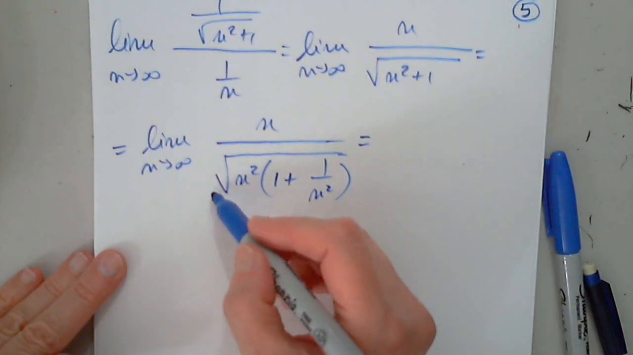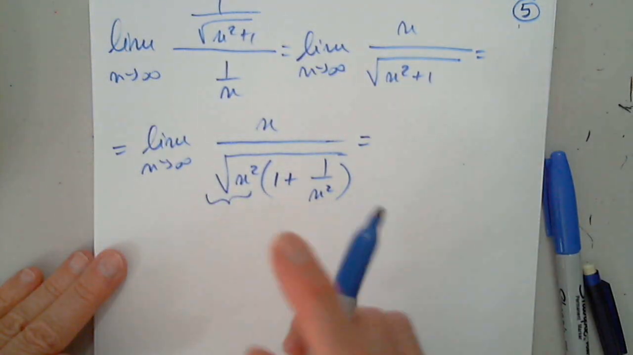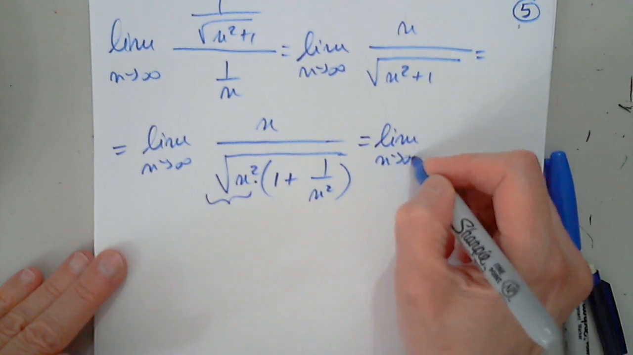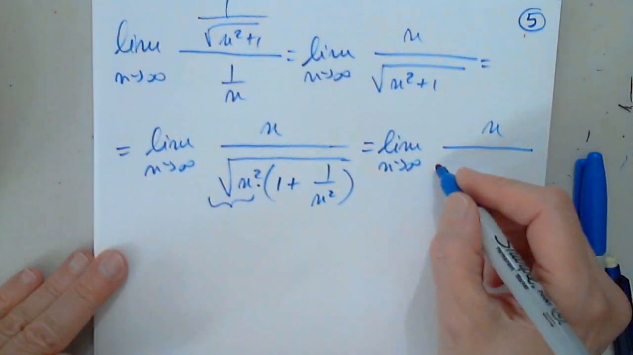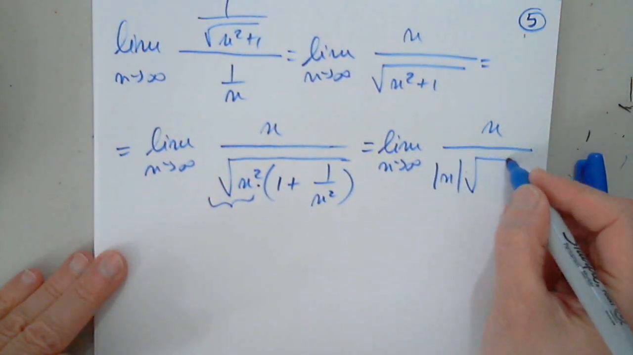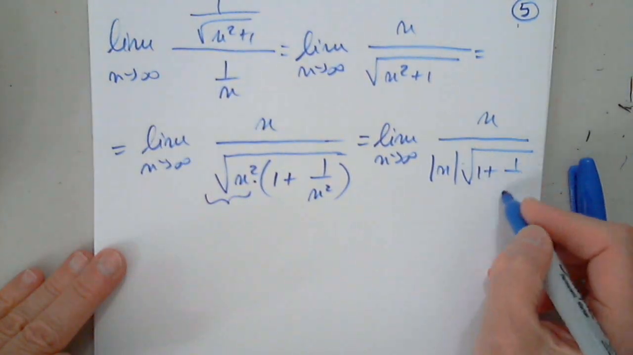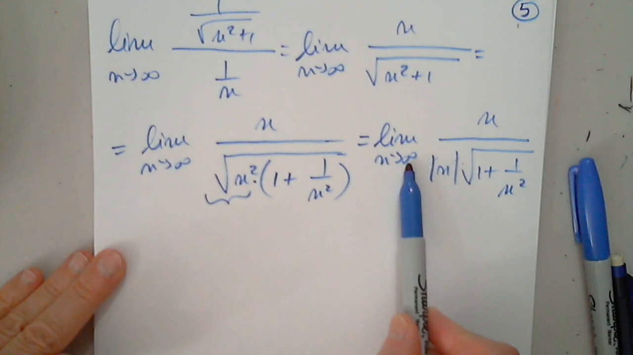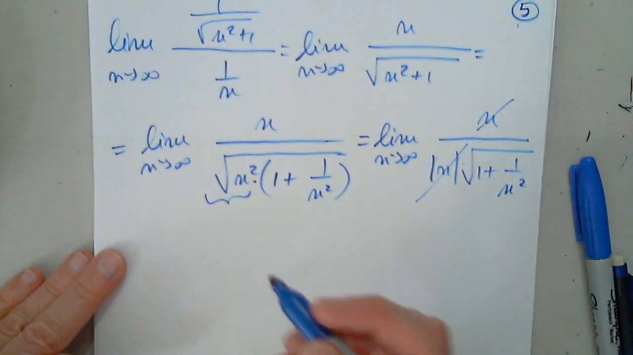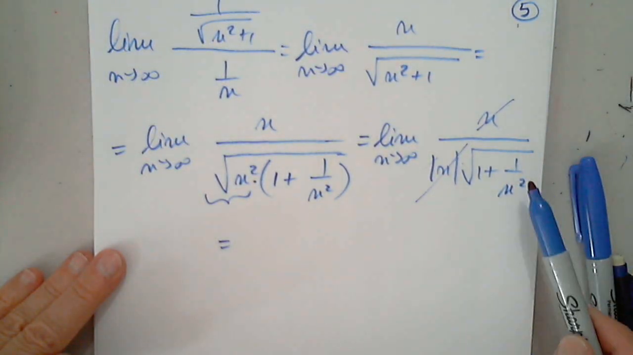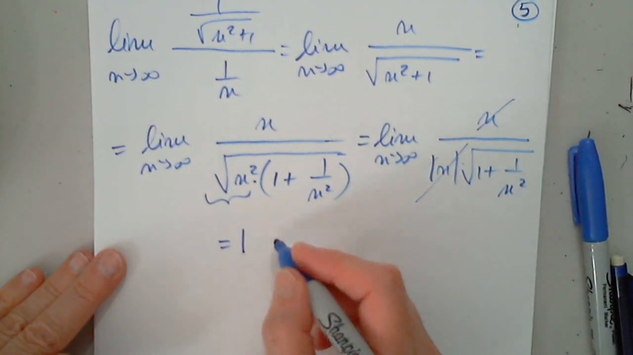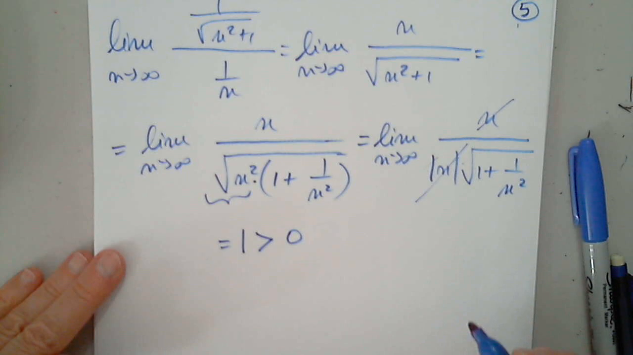And now this square root of n squared, because it's a product, I can separate. So let me write one more step. This should be the absolute value of n times the square root of 1 plus 1 over n squared. But there is no need for the absolute value because n approaches infinity. So then I will eventually simplify. And the answer will be, this approaches 0, so the answer is 1, which is a finite number, it is greater than 0.